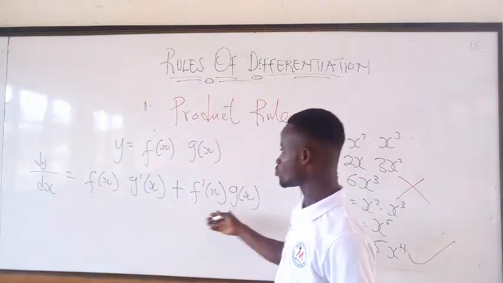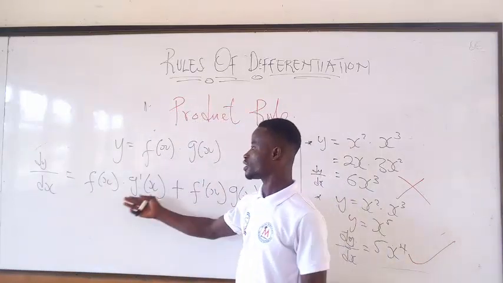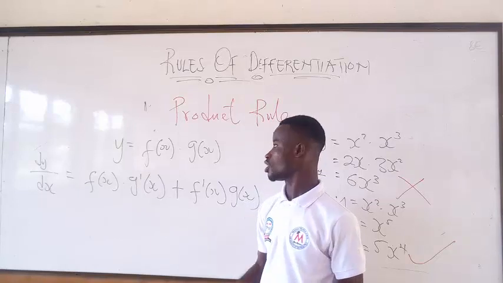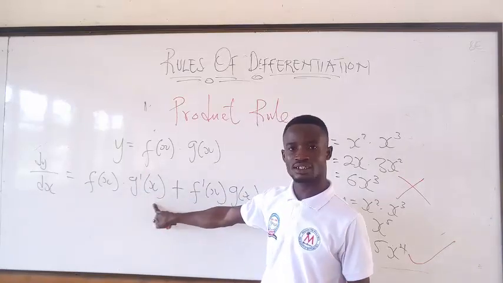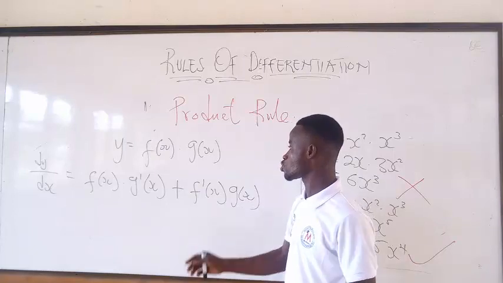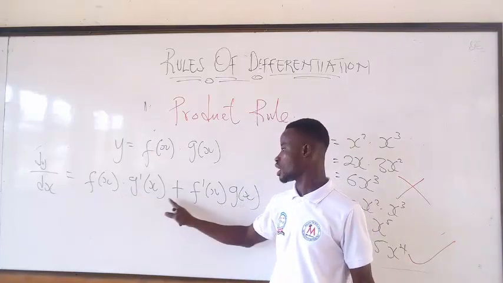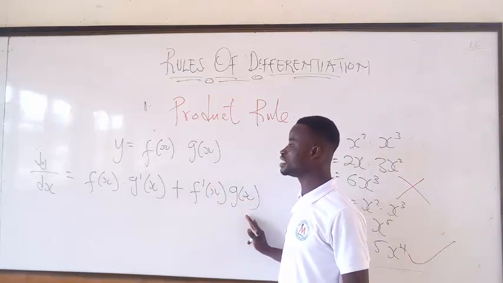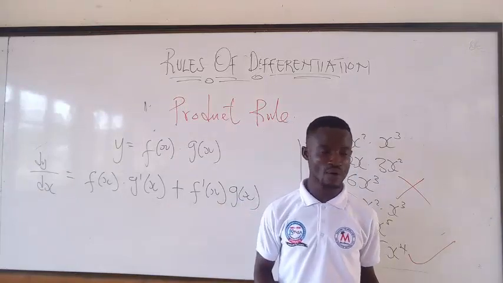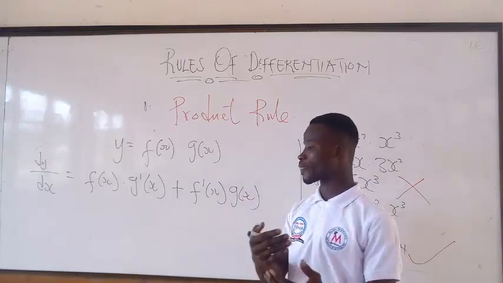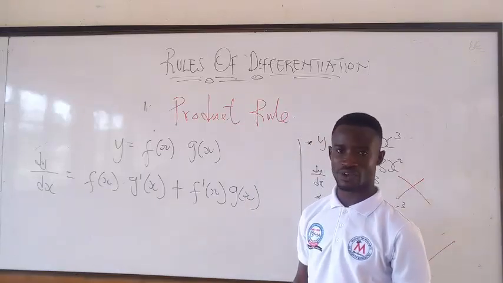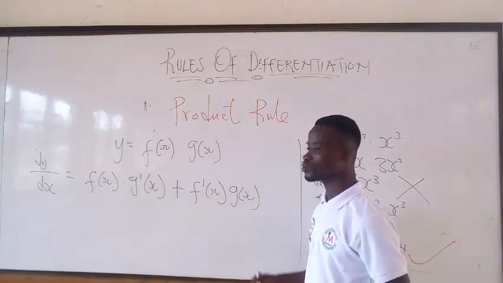And you don't need to memorize this. It's just simple. Leave the first one, differentiate the second one. If you bring the prime here, it means you are differentiating the function. So you leave the first one, you differentiate the second one, plus, why plus? Because multiplication goes with addition. Plus differentiate the first one and leave the second one. So you can write it in different ways. That is how we do it.